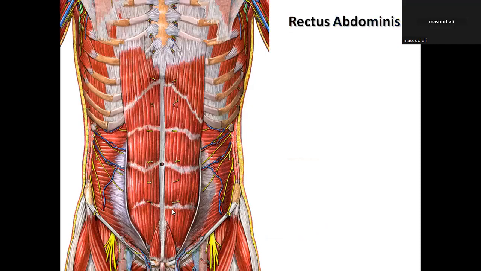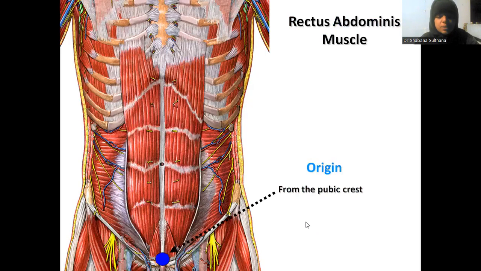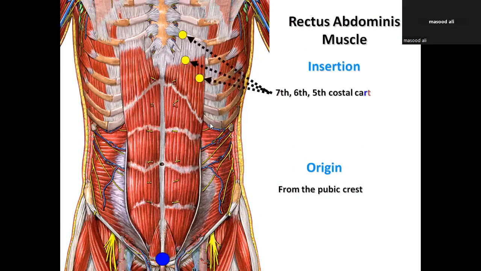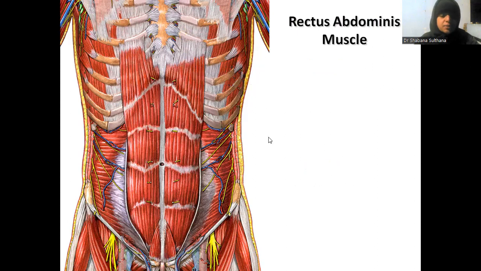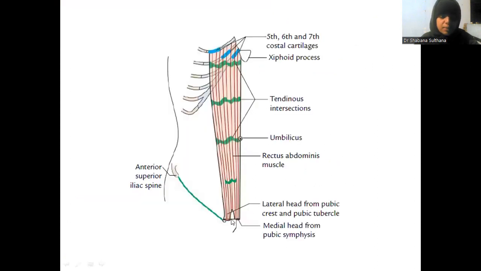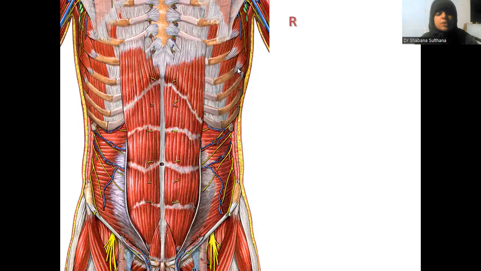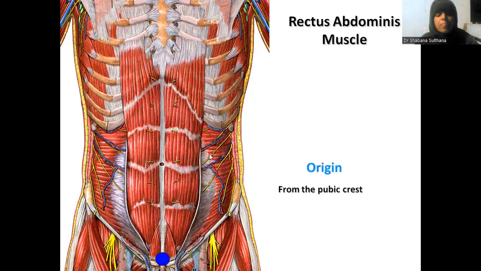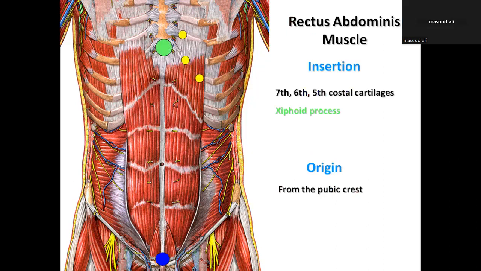Very good. So now see rectus abdominis muscle. It is coming from this point, that is the pubic crest. Insertion is this point, fifth, sixth, seventh costal cartilages. You can see origin medial head, lateral head, they arise from this pubic crest, pubic tubercle. The fibers move upwards and get inserted into the fifth, sixth, seventh costal cartilages. Not only that, it is also getting inserted into the xiphoid process.